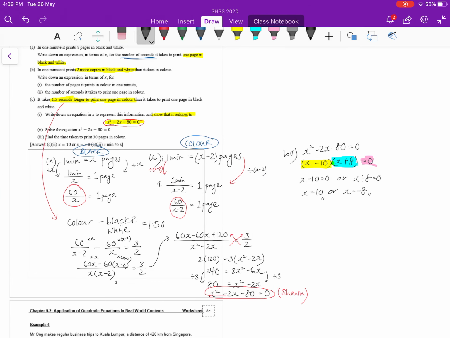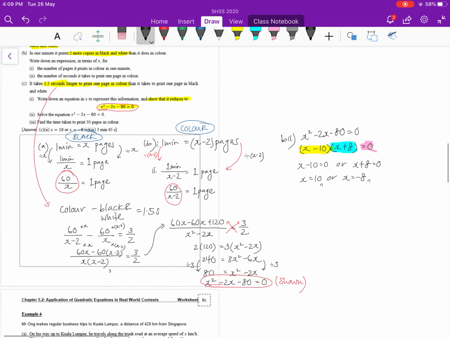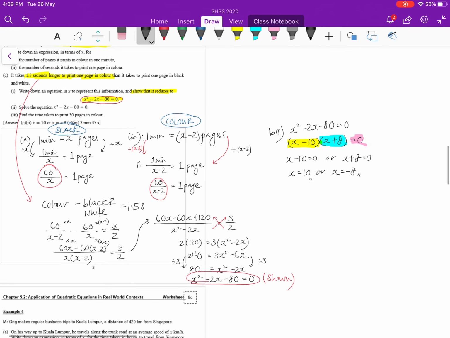Find the time taken to print 30 pages in color. Okay, so for part 3, we all know x equals 10 because x cannot be minus 8. X is the number of pages. How can x be minus 8? So I don't want x equals minus 8. I just leave it alone. I want x to be equal to 10. Find the time taken to print 30 pages in color.